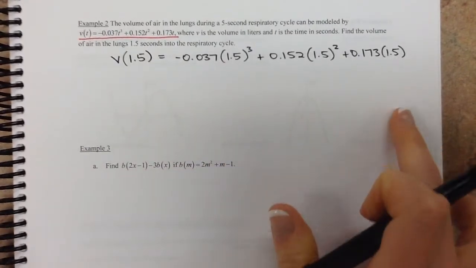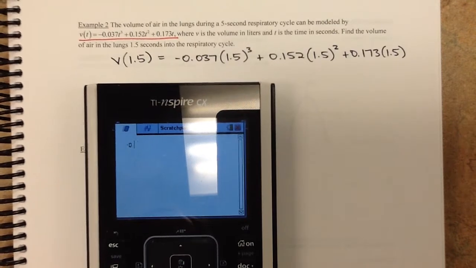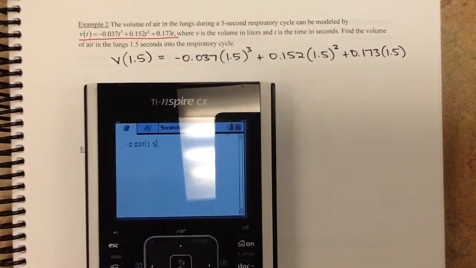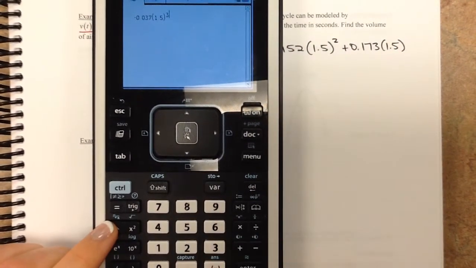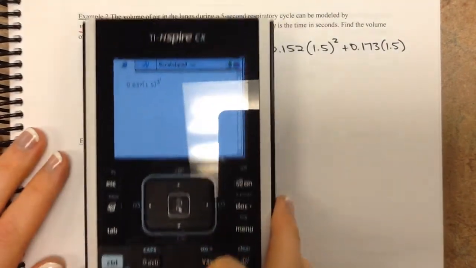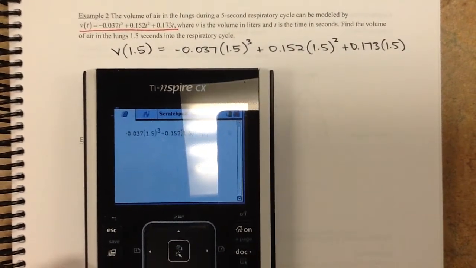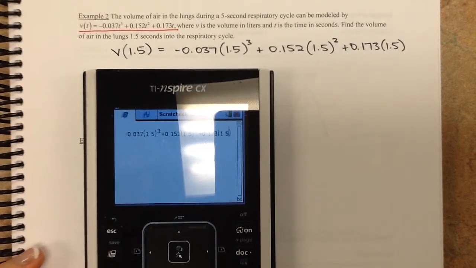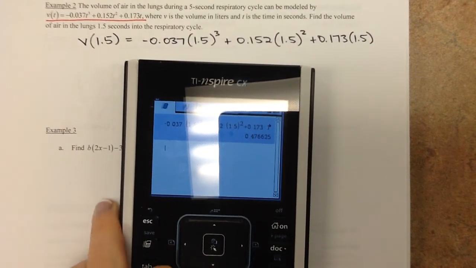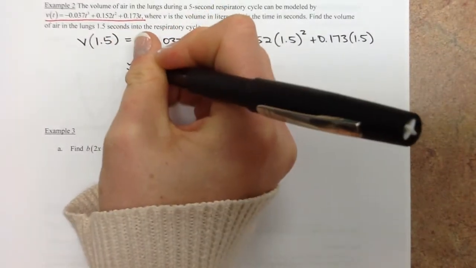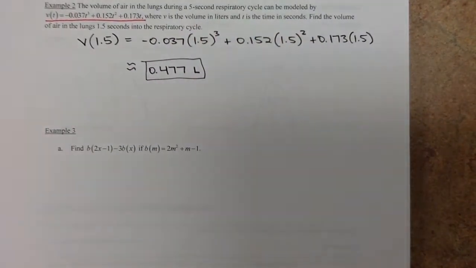So if you write that down, as long as you've got that written down, you can just plug this into your calculator if you wanted to. So I'm just going to plug this in. So we've got negative 0.037 times 1.5, and then to raise to a power, so this little caret key right here, that little up arrow, press that, and then you can insert whatever power you want. Then make sure you arrow over so you're out of the exponent. Plus 0.152 times 1.5 to the second. And I am just plugging this in. Okay, and, oops, there's a glare. That is my decimal approximation, at about 0.477. Okay, and the volume is in liters, so make sure you include your unit since it is a story problem.